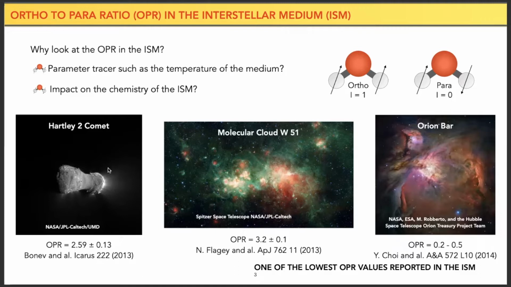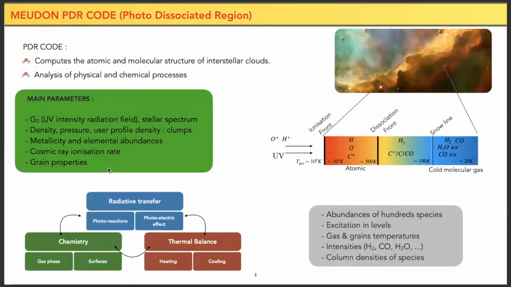We need a model with a maximum of physico-chemical processes such as the Meudon PDR code. Pierre told us about the Meudon PDR code. It's a one-dimensional model that computes the atomic and molecular structure of interstellar clouds, and it gives an analysis of physico-chemical processes. The model consists of a stationary plane-parallel slab of gas and dust illuminated by a UV radiation field coming from one or both sides of the cloud.